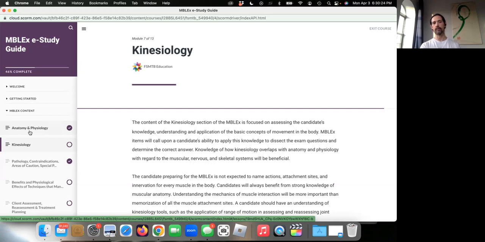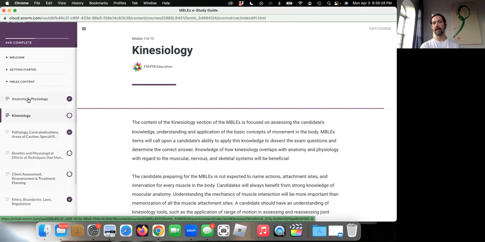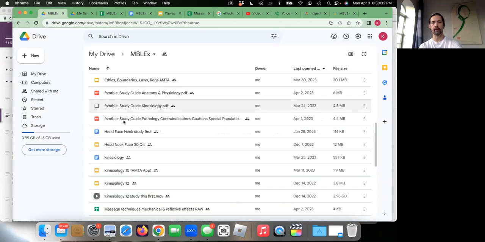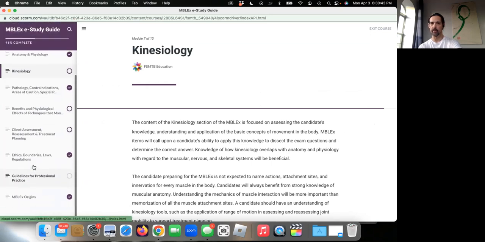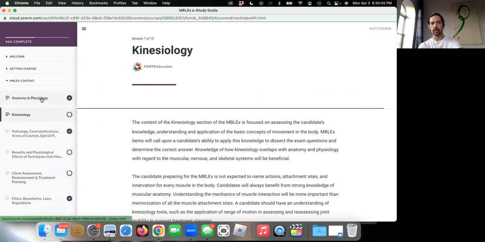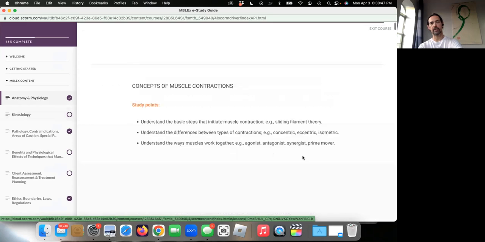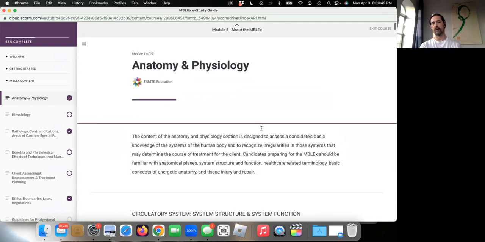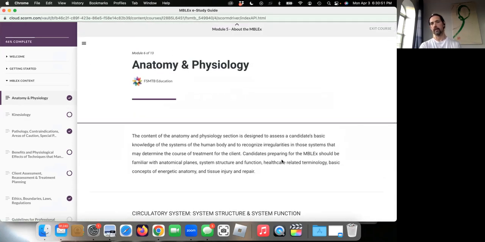So the majority of our time will be spent on these three, but for each of the 7 sections, you're going to have in the MBLEx folder a copy of all of these sections from the study guide. Presently, there are 3: anatomy, kinesiology, and pathology. But I'll put the other ones up there pretty soon. So let's take a look just at anatomy and physiology as an example of how they lay the sections out.